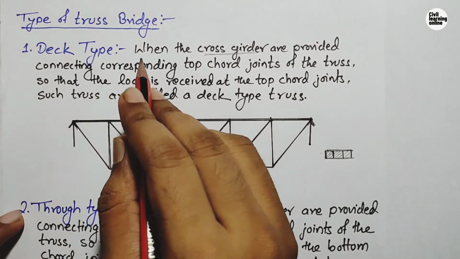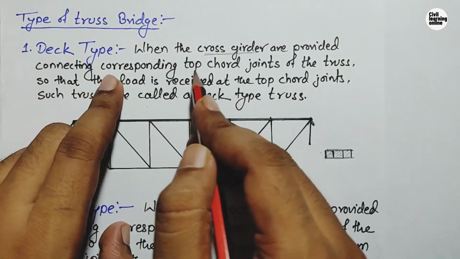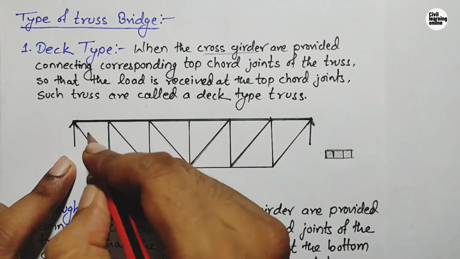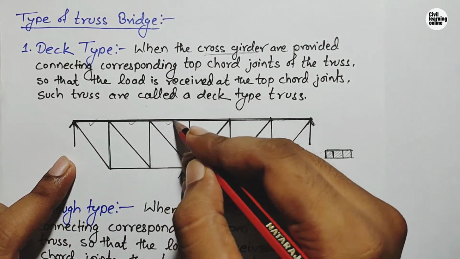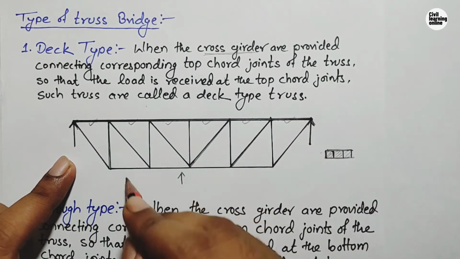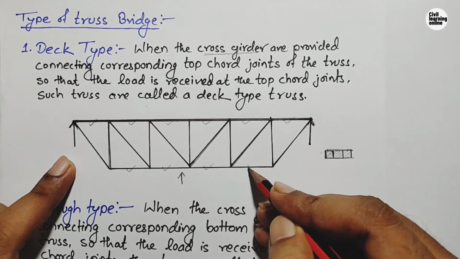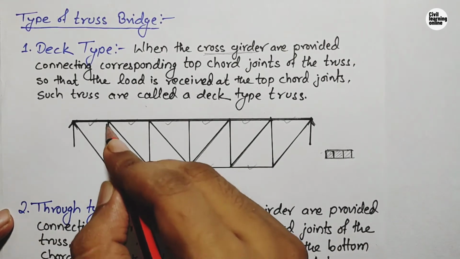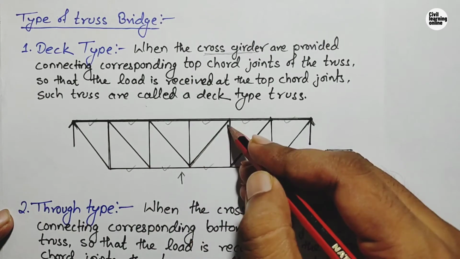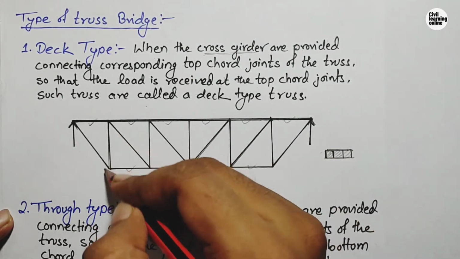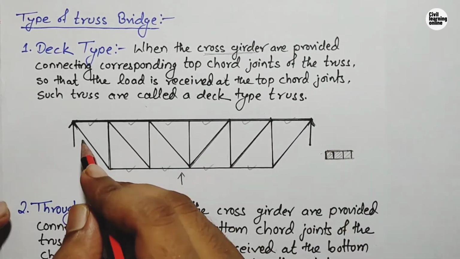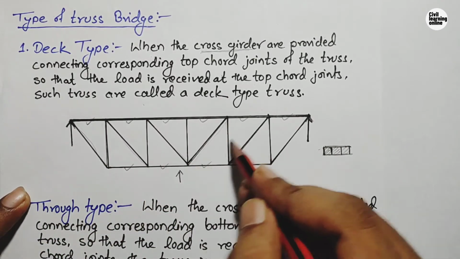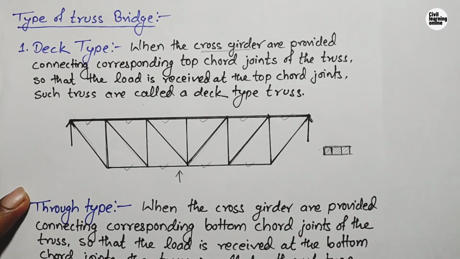Now what happens when the cross girder is provided connecting the corresponding top chord joints? And see here guys, this is our truss. This upper member is called the top chord member, and this lower member is called the lower chord member. Similarly, these are the vertical members, all these vertical members, and these are the diagonal members of the truss.